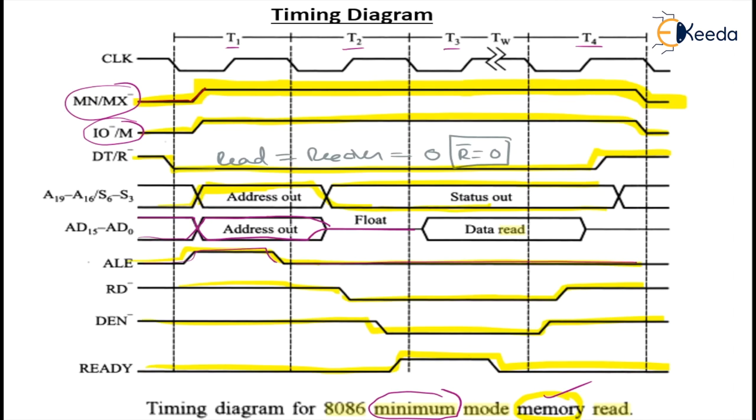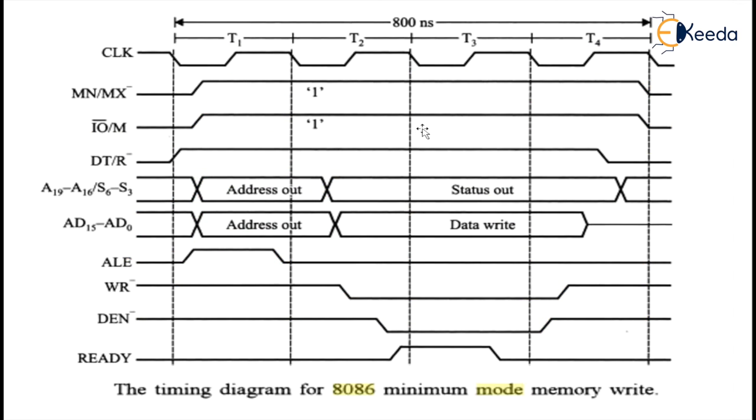Now if you come to the memory write operation, everything is the same. In the same clock pulse we are operating in minimum mode. That's why MN by MX bar is high, and for memory we put high. For write operation, DT bar is equal to 1, only then we are performing write. That is the main difference between read and write. ALE is 1 in both; in the read operation we use RD, here we use WR. Data enable and the ready signal are the same, except DT/R and write bar.